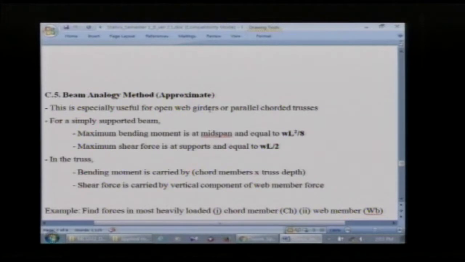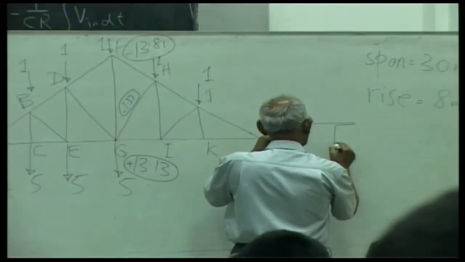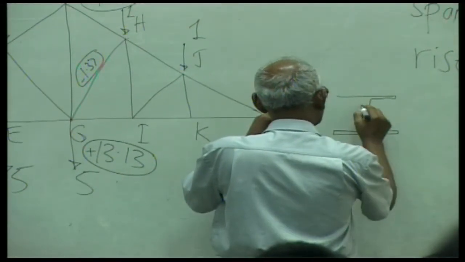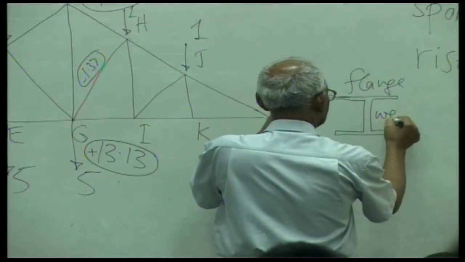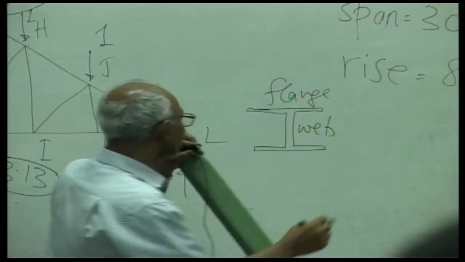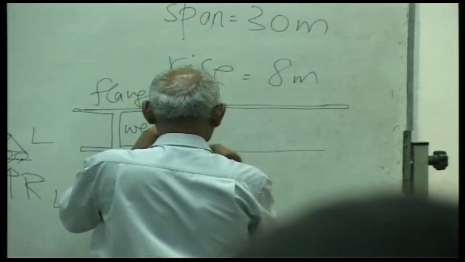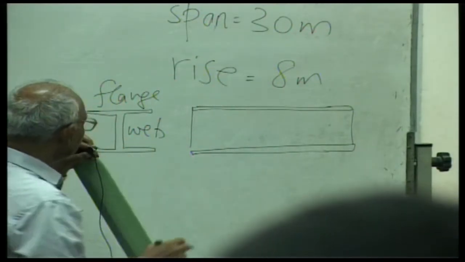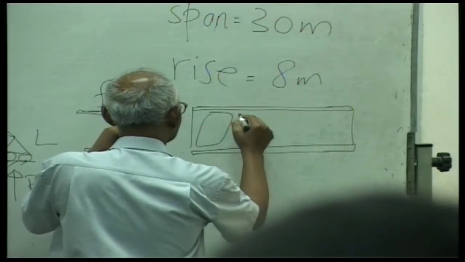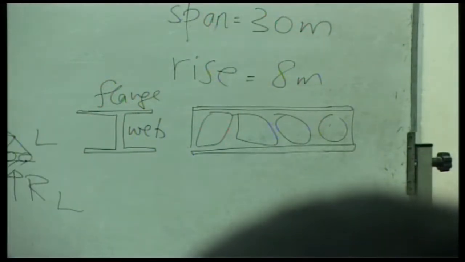So, sometimes in a beam, if you have a beam like this, then of course the terms are slightly different. This is called a flange, and this inside thing is called a web. Those are the words. If you look at this in longitudinal section, it will look like this. And here, of course, you have a solid web. But then you can cut out pieces in the web, like that. Not everything, but some parts. In other words, you can convert it to something like this, an open web girder.